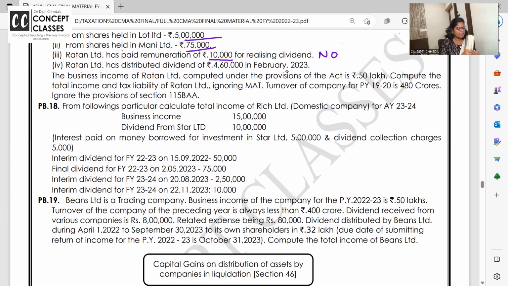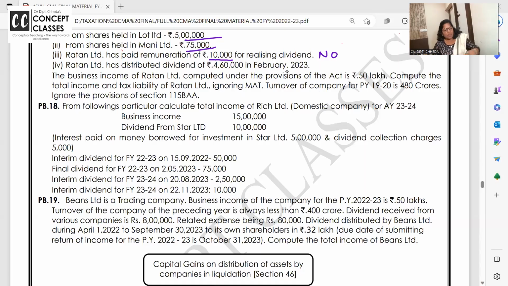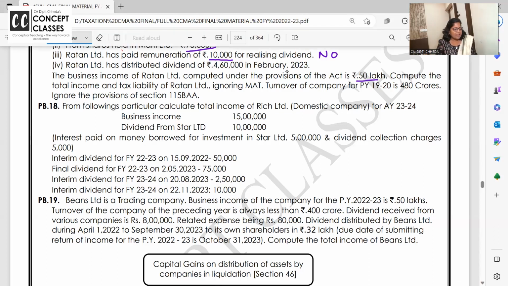50 lakhs is the business income. So are you all following the concept? Business income is 50 lakh. Income from other sources is given, 10,000; you will not get the deduction anywhere. Compute the total income and tax liability ignoring MAT.